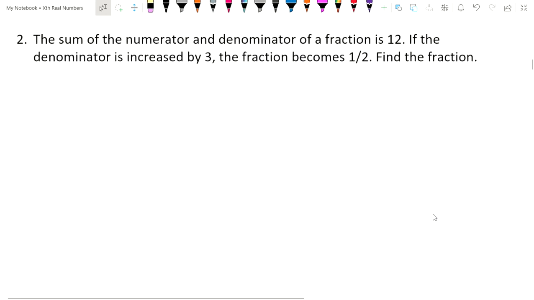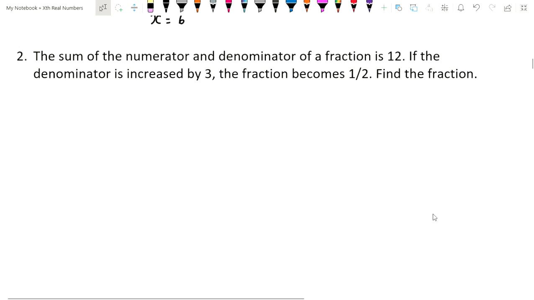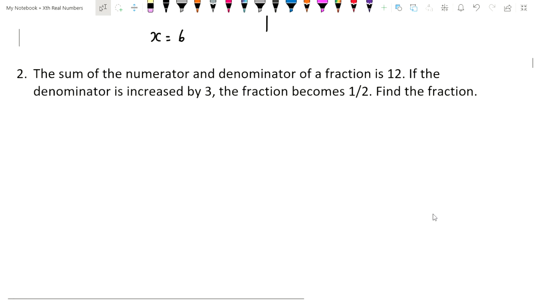So the next one: the sum of the numerator and denominator of a fraction is 12. If the denominator is increased by 3, the fraction becomes 1 by 2. So find the fraction. Okay.